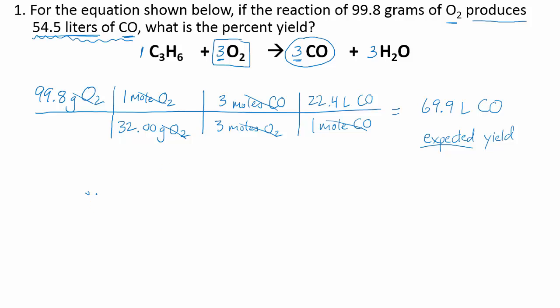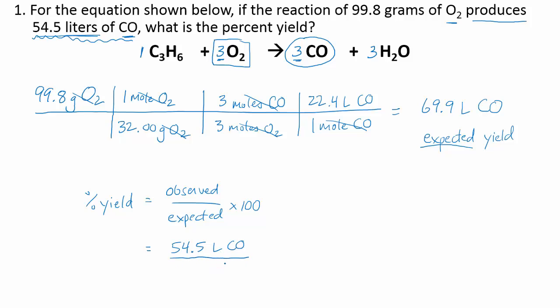So to find percent yield, you can go back to that equation that you copied down a moment ago. Percent yield is our observed yield over our expected yield, and then take the whole thing times 100. So from our problem here, the observed yield given in the problem is 54.5 liters. Typically you'll find your observed yield is right there in the problem, or perhaps it's in a data table if you're given a data table with your question. And the expected yield we just found from our previous calculation is 69.9 liters of carbon monoxide.